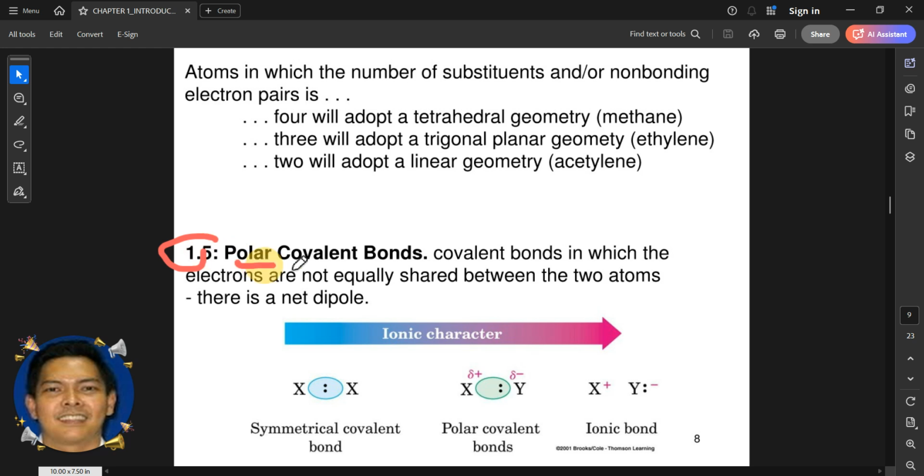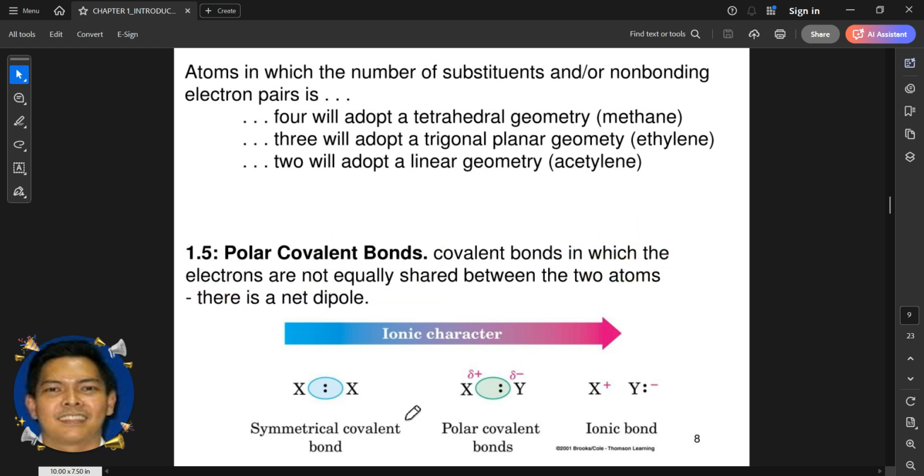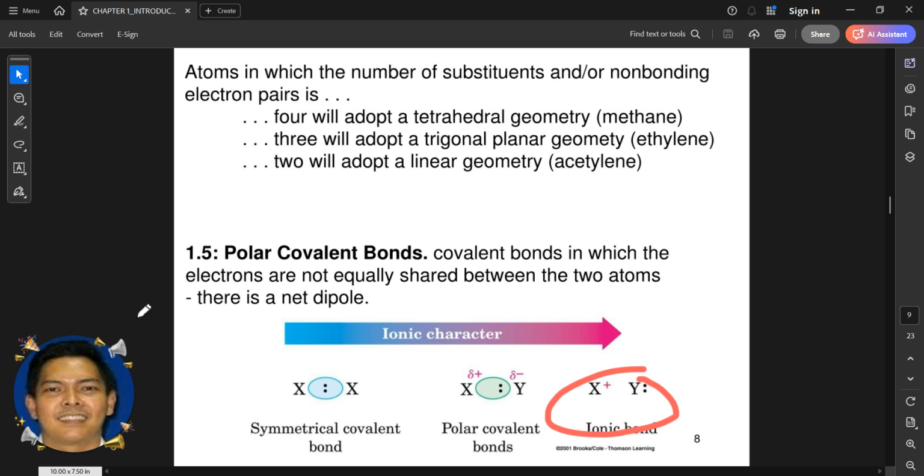Subtopic 1.5, polar covalent bond. A covalent bond in which the electrons are not equally shared between the two atoms. Okay, so there is a net dipole between the two atoms. You can see here an example of a symmetrical covalent bond. It will look like this. Okay, then we have the ionic bond, each atom carrying different charges, making them attract to opposite charges.